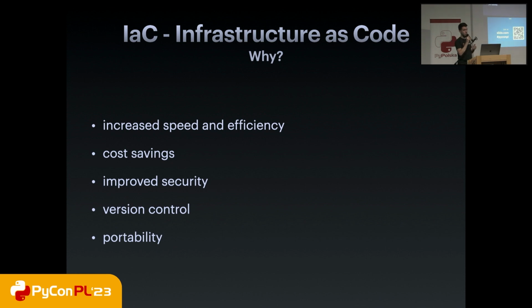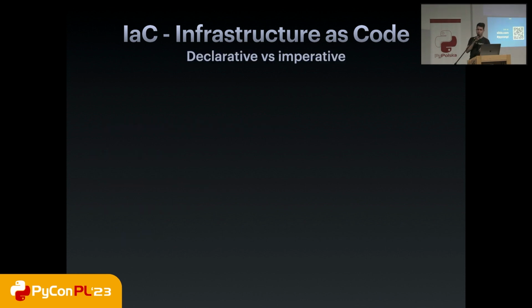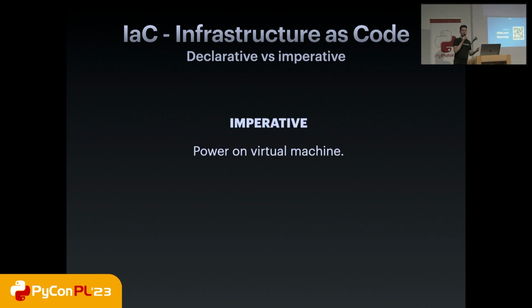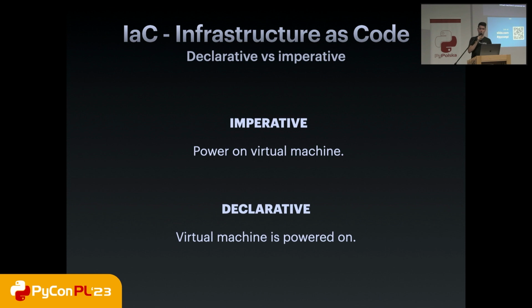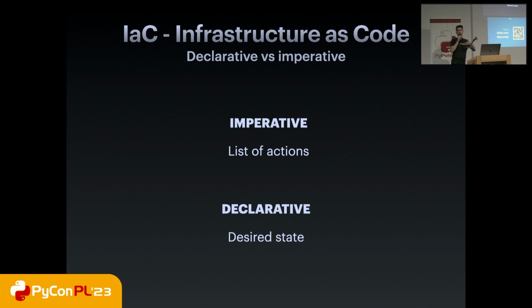How does infrastructure as code actually work? In order to answer that question, we have to first fully understand the difference between declarative and imperative programming. Imperative is a command like "power on virtual machine". So it's basically a command that you're supposed to execute. And the declarative approach is actually defining the state, the expected state. So "virtual machine is powered on". In other words, imperative is like a list of actions, a list of things that you should do, and declarative is, as I said, a desired state.